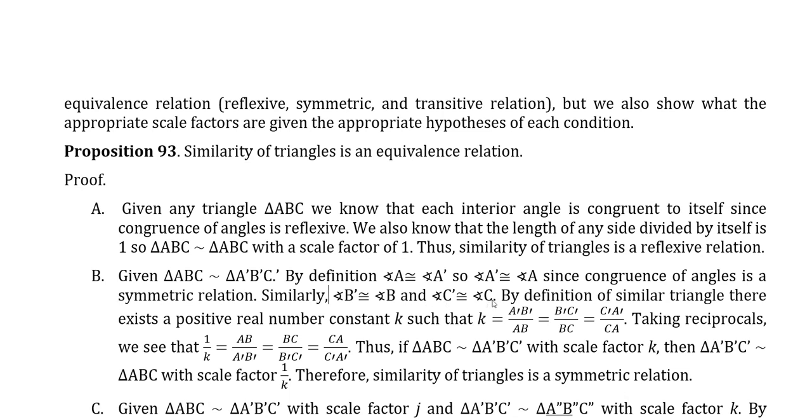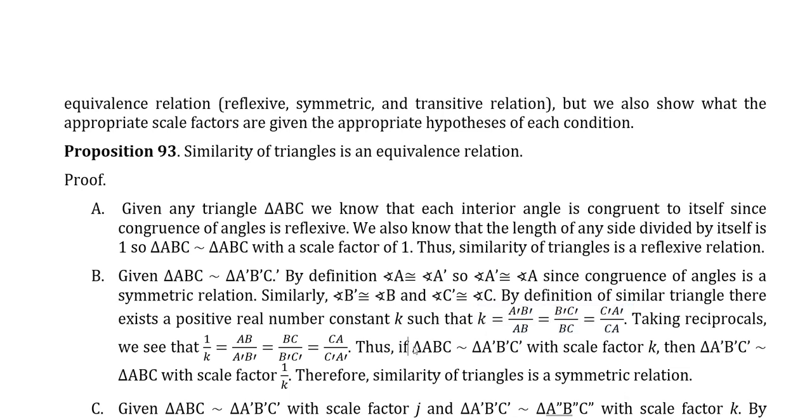Same reason. Now, by the definition of similar triangles, there exists some positive real constant so that these sides are proportional with that constant like this. K equals A prime B prime over AB, which is the same as B prime C prime over BC, which is the same as C prime A prime divided by CA. Now just take the reciprocal of all sides, and we get 1 over K is this. Well, if K is a positive constant, then 1 over K is also a positive constant, and sure enough, we've got proportional sides.